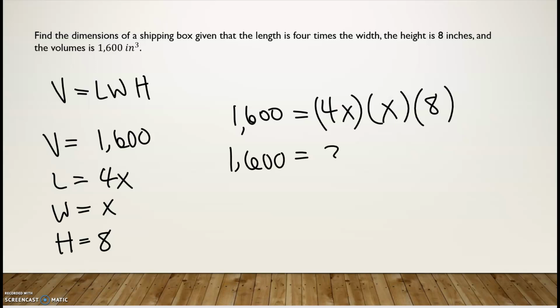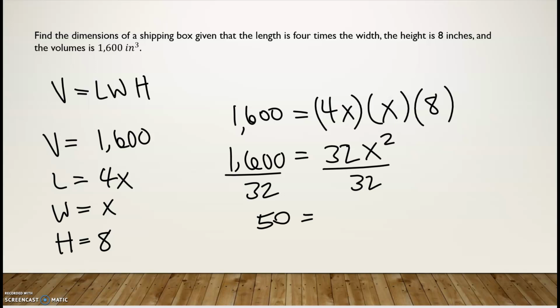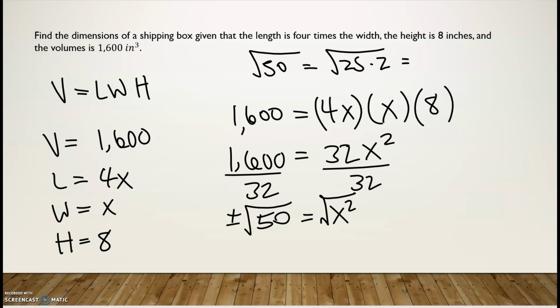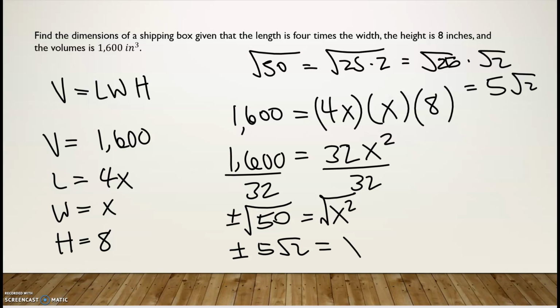Okay, so 4 times 8, 32. x times x is x squared. Divide both sides by 32. That will give us 50. Okay, x squared, so I'm going to square root that. I'm going to put a plus or minus in front of that. And side note, we can write the square root of 50 as the square root of 25 times 2, which would be the square root of 25 times the square root of 2, which would be 5 times the square root of 2. So this would be plus or minus 5 times the square root of 2 is equal to x.